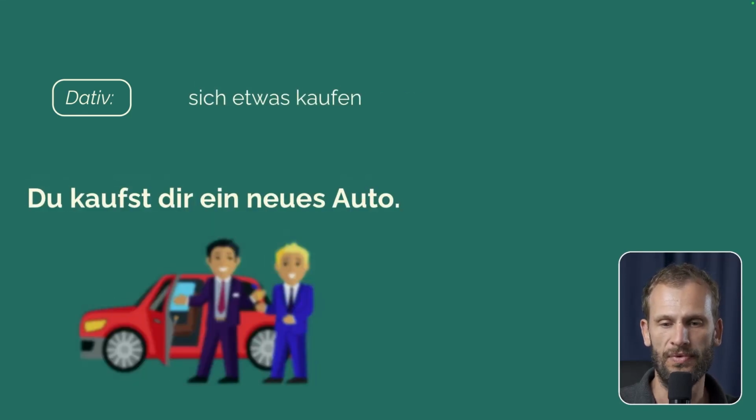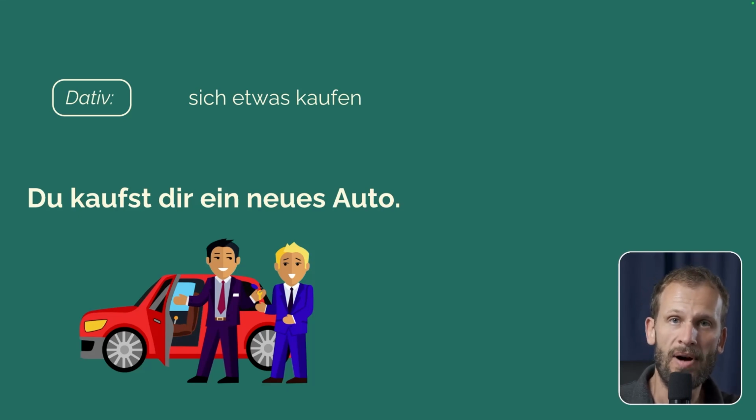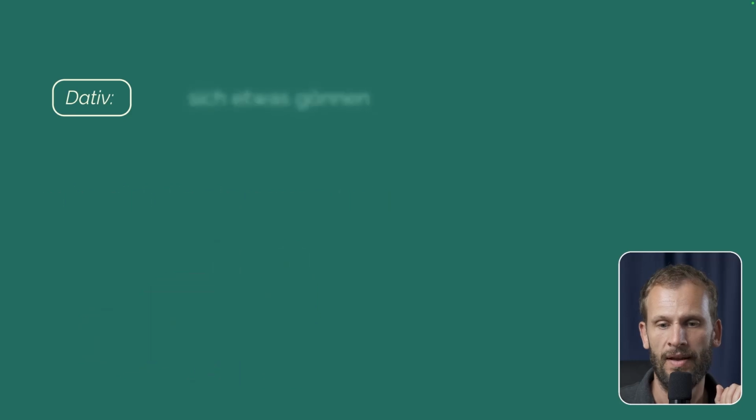Sich etwas kaufen. Du kaufst dir ein neues Auto. You're buying yourself, or you're buying for yourself, a new car. Or just, you're getting a new car. You don't always have to translate these reflexive pronouns to English. Sometimes it makes more sense to just ignore them when translating, right?